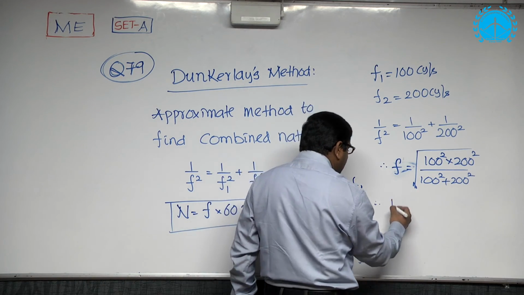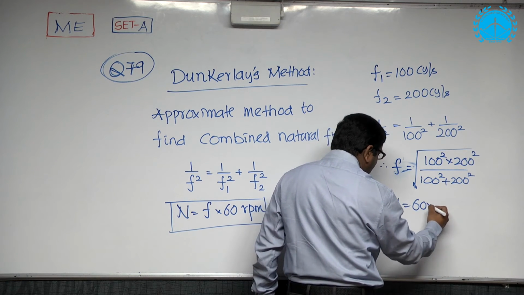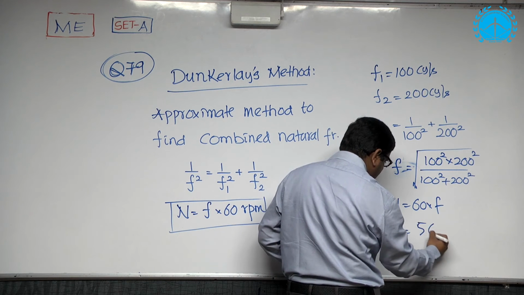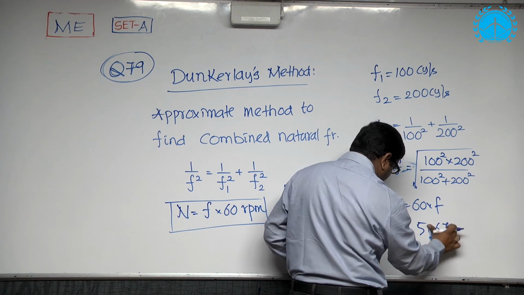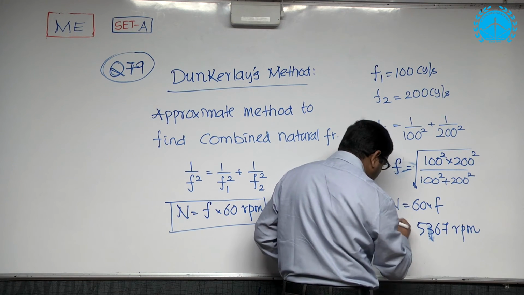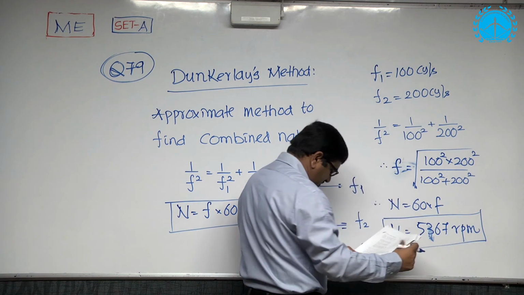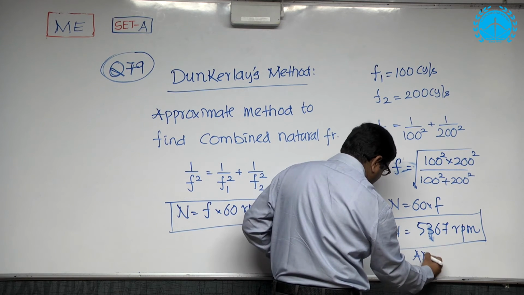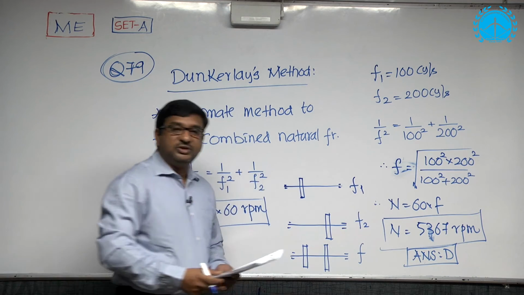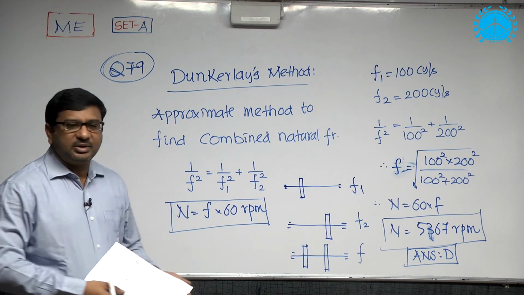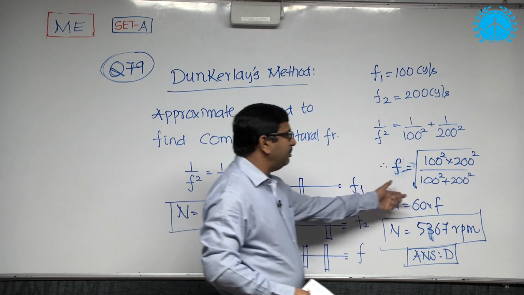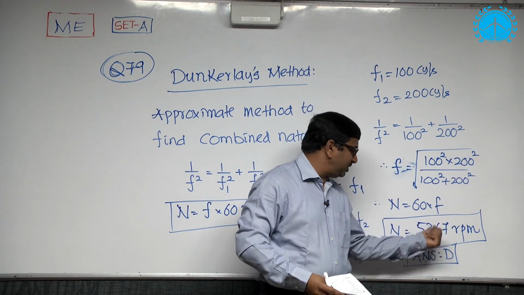And if you get its value, 60 into f is equal to 5367 RPM. It happens to be equal to 5367 RPM, and the answer for this is D. So the difficulty is not in the problem, but in the simplification process. Probably one has to make a simplified, approximated calculation.